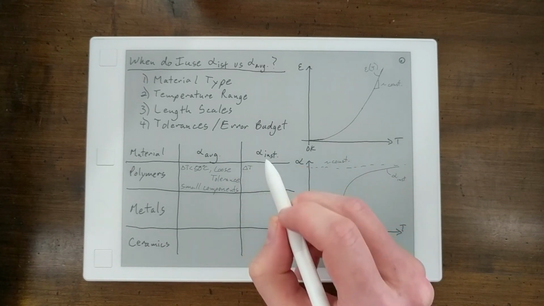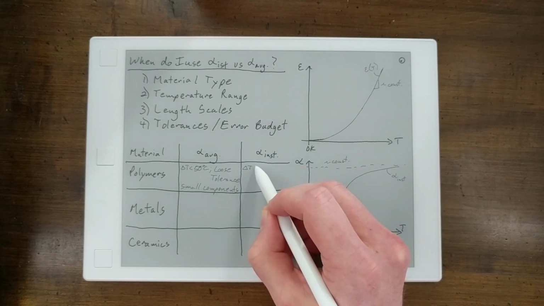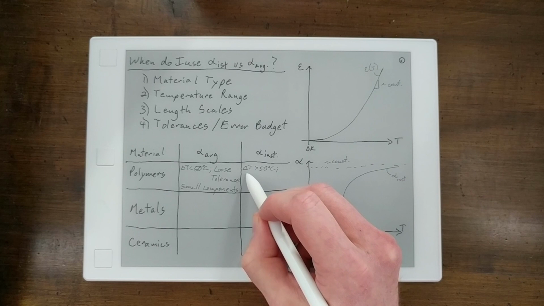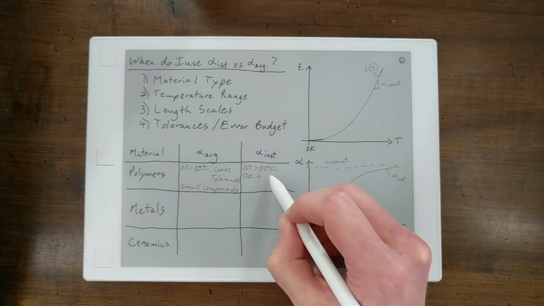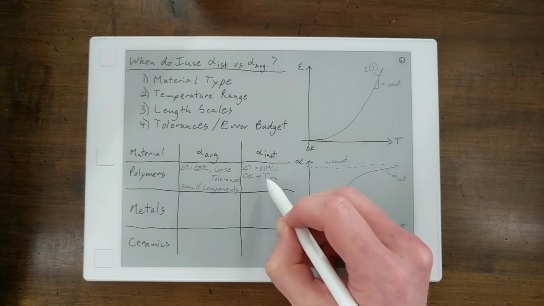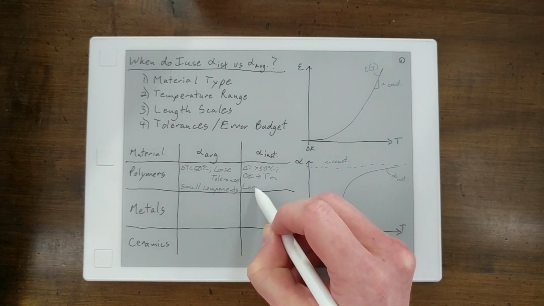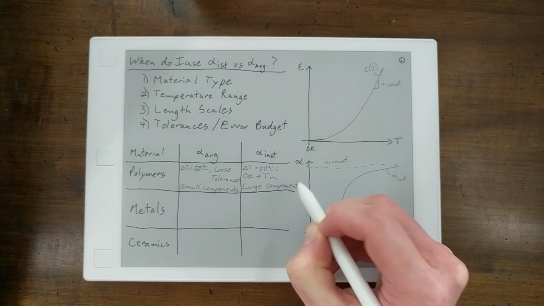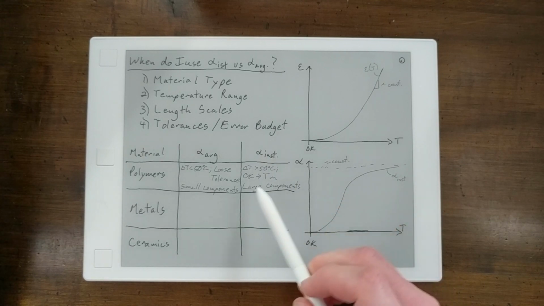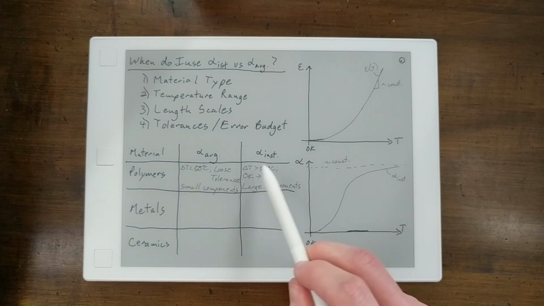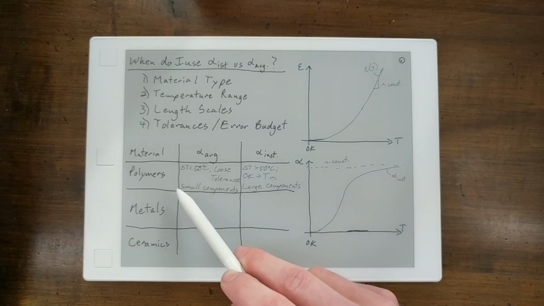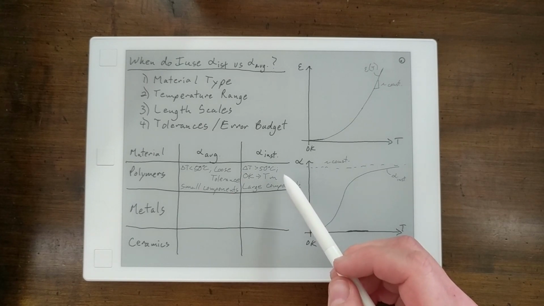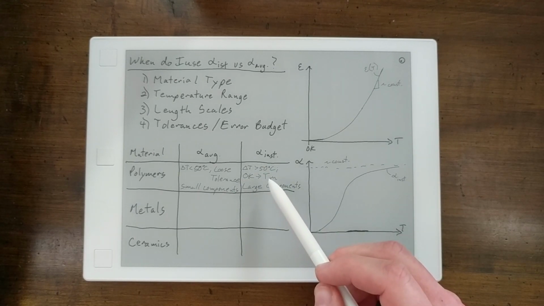But if your delta T, or your temperature interval, is greater than 50 degrees C, if you're in a temperature range from 0 Kelvin to pretty much the melting point of the polymer, or if you're using large components, then you're going to want to use the instantaneous CTE. I'm not really focusing on tolerances. You can't really get really tight tolerances with polymers, but the tolerance issue can come into play.